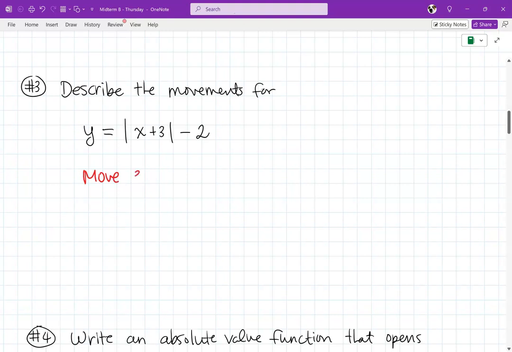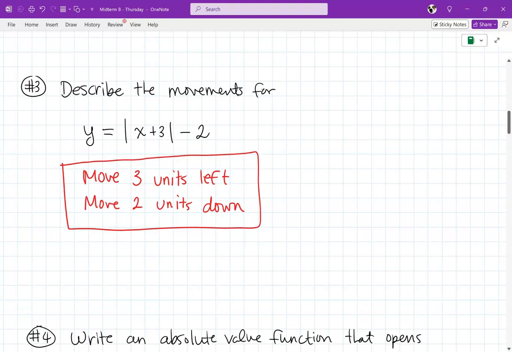Move 3 units left. Move 2 units down. Okay? It's all based on the H and the K. All right? So H will move it left or right. If H looks positive, you go left. If it looks negative, you go right. And if K looks positive, it goes up. And if it looks negative, it goes down.